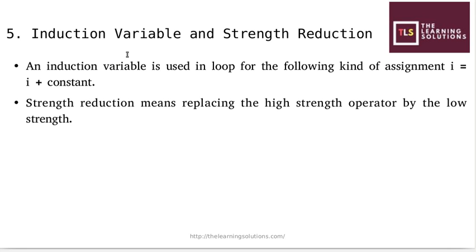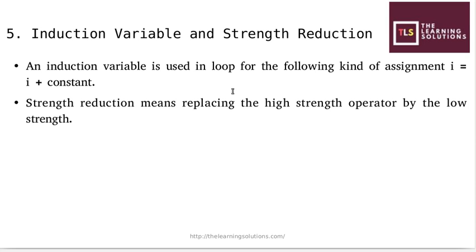The last code optimization technique is induction variable and strength reduction. So what is the meaning of induction variable? With induction variable, we can have shorthands basically. The induction variable is used in the loop for the following kinds of assignment: I equal to I plus constant. So I equal to I plus 2, I equal to I plus 1. When these kinds of updates are made to the I value, at that time induction variable can be used. We will see the example.